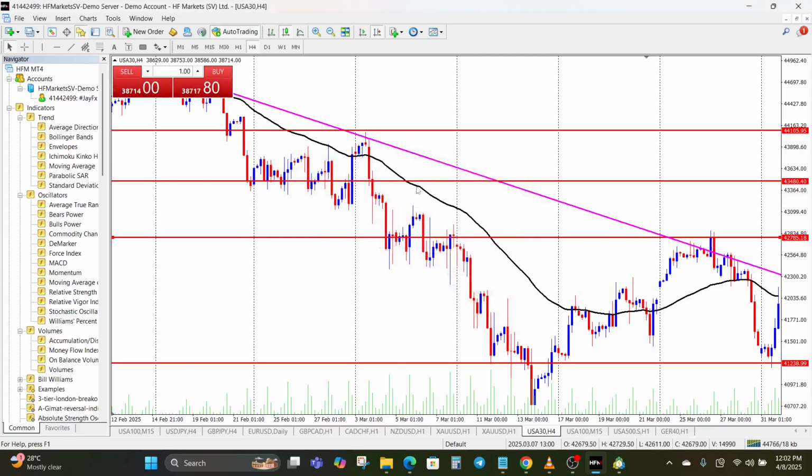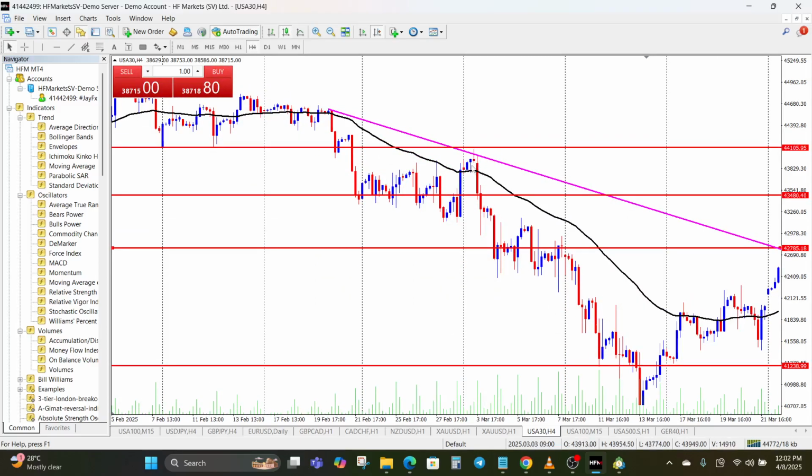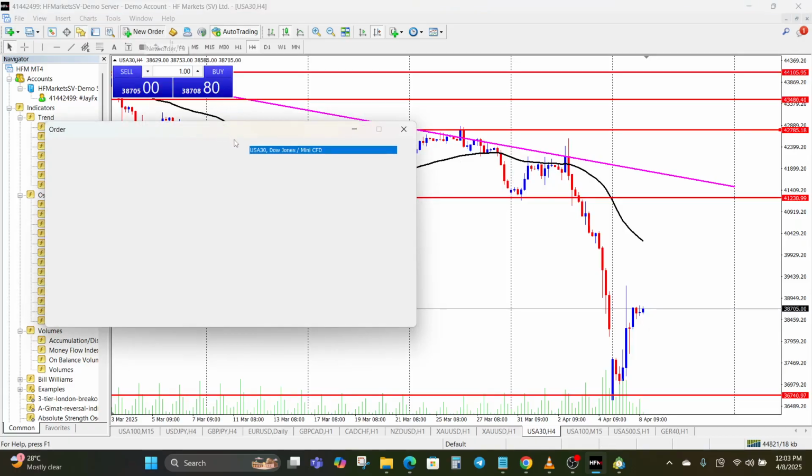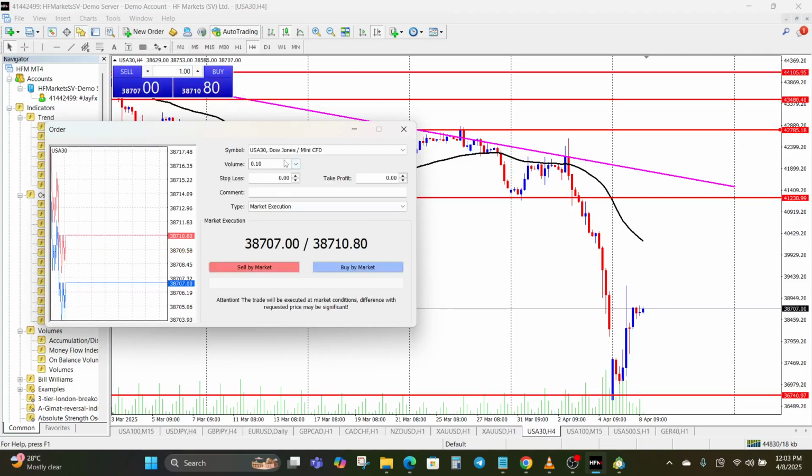For example, if I'm adding the 50 EMA to the chart, I can use it to confirm my sell trend, confirm my sell entry and even my exit as well. But indicators should be secondary. Price action first and then indicators secondary. Opening a trade is easy. You just hit on new order, you select the particular index that you want to open a trade on, you enter your lot size. This is super important. Indices are much more volatile than Forex pairs, so use smaller positions until you get the hang of it.